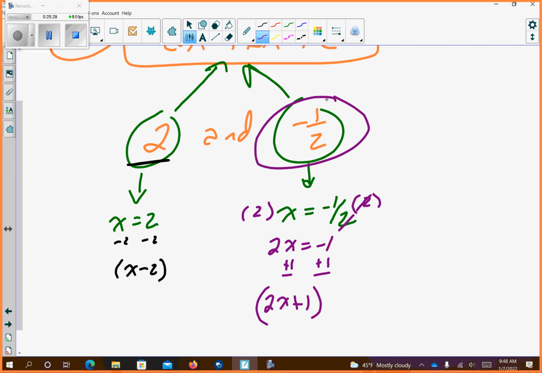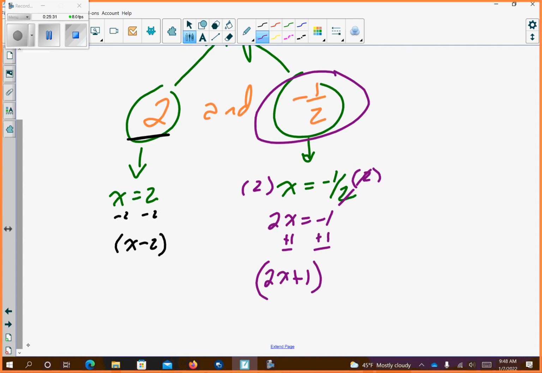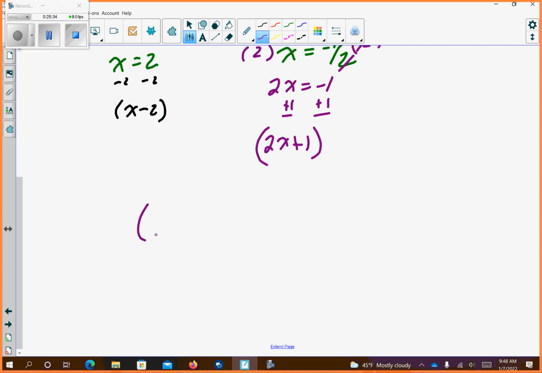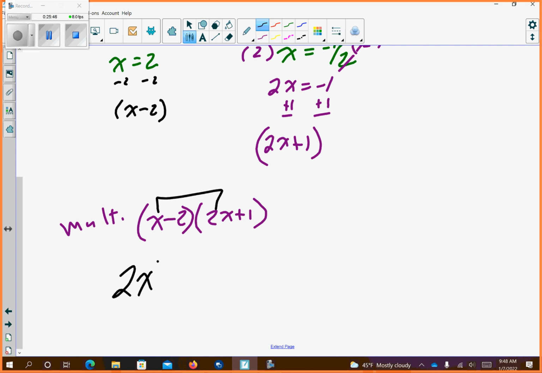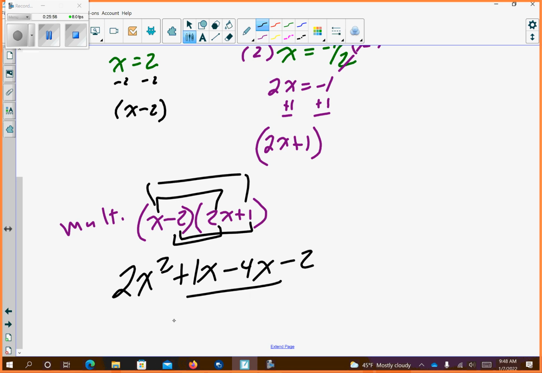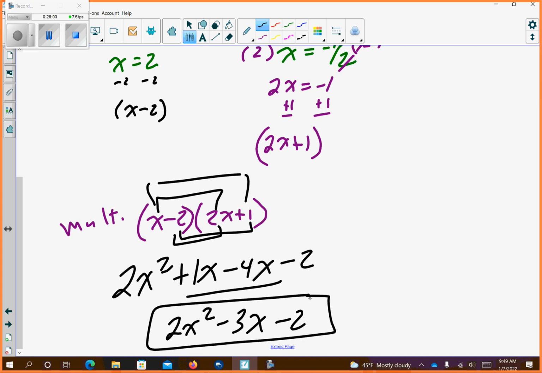Okay? So from that point, what you want to do in order to put it in standard form is take the two binomials that you found and FOIL them together, or multiply them together. So if I multiply them, I'm going to get x times 2x, which is 2x squared. x times 1 is 1x. Negative 2 times 2x is negative 4x. And negative 2 times 1 is negative 2. Those are like terms, so combine them.